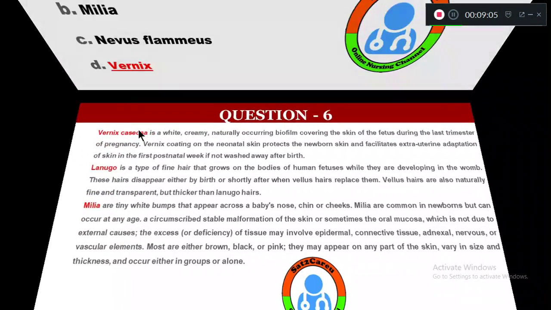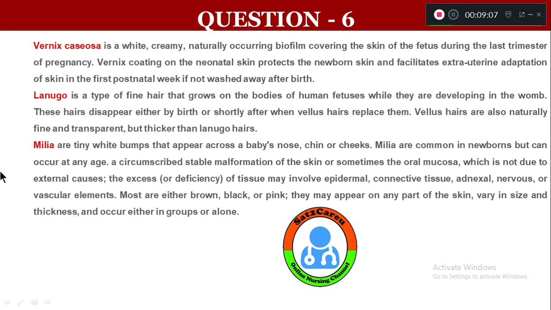So what is vernix? First you should know that vernix is called vernix caseosa. It is a white, creamy, naturally occurring biofilm covering the skin of the fetus during the last trimester of pregnancy. Vernix coating on the neonatal skin protects the newborn skin and facilitates extrauterine adaptation of the skin in the first postnatal week if not washed away after birth.